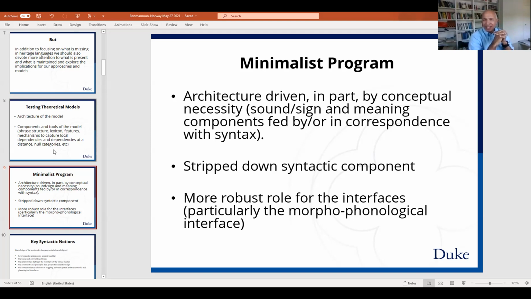And if we simplify one area, you are more likely to end up making other areas more complex. This has always been the case, where the complexity should reside. There is a more robust role for interfaces. And this is going to be critical for heritage languages, because when we talk about what is missing, this is where you see those major differences between heritage speakers and non-heritage speakers when it comes to mapping to the interface. We see that in many areas, in phonology and morphology and in syntax. I'll talk a little bit about that.